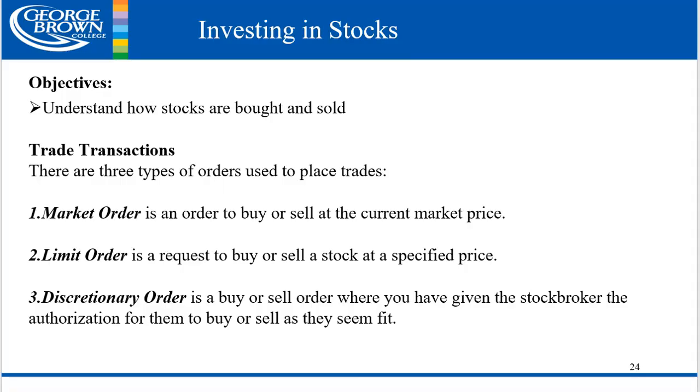Another objective in Chapter 14 on investing in stocks is to understand how stocks are bought and sold, and the notes include 3 types of orders that are used to place trades. Number 1 is the market order. It's an order to buy or sell the stock at the current market price. A limit order is a request to buy or sell a stock at a specified price, and a discretionary order is a buy or sell order when you've given the stockbroker the authorization to buy or sell as they see fit. Okay.